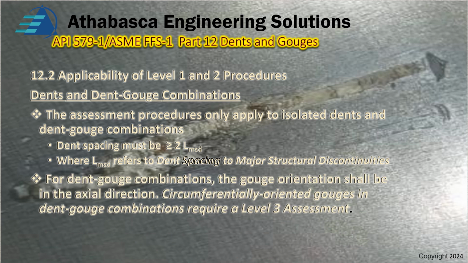For dent and gouge combinations, gouge orientation shall be in the axial direction. That means longitudinally along the length of the pipe. Circumferentially oriented gouges in the dent gouge combinations require a level 3 assessment. That's because the hoop stress is much higher than the longitudinal stress, and so there's more involved when it's not just a simple calculation.